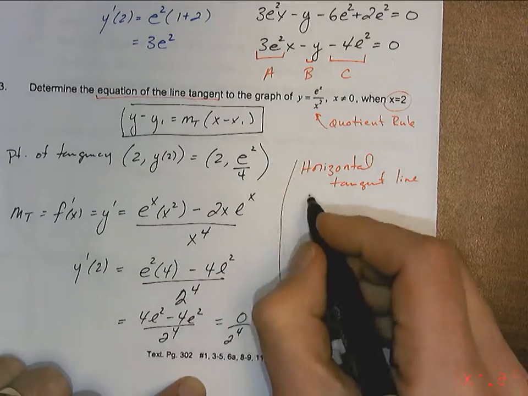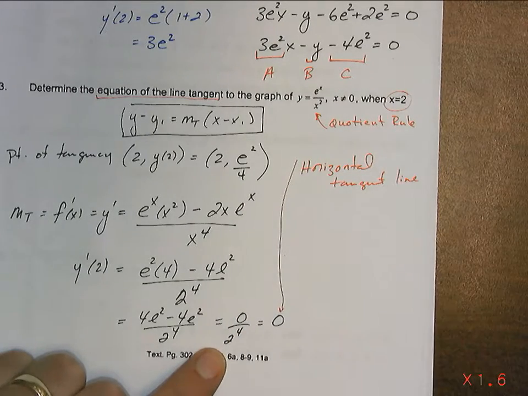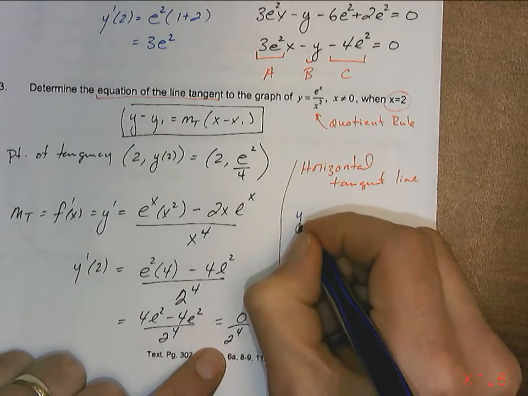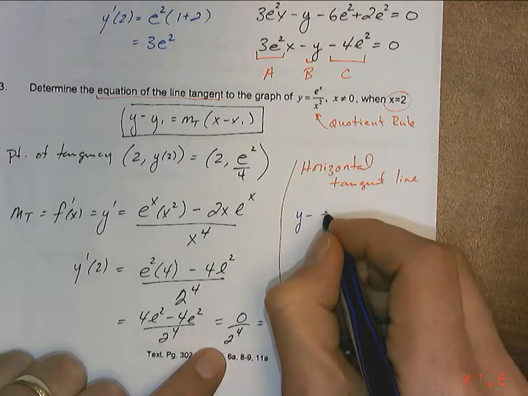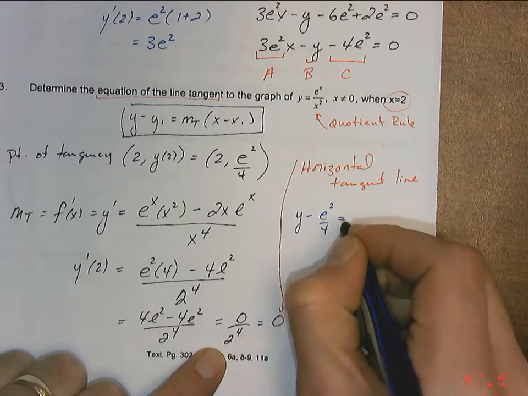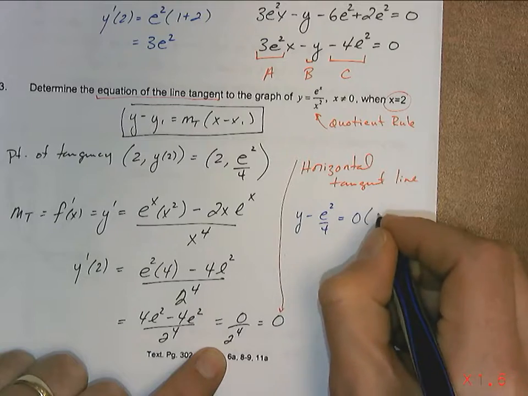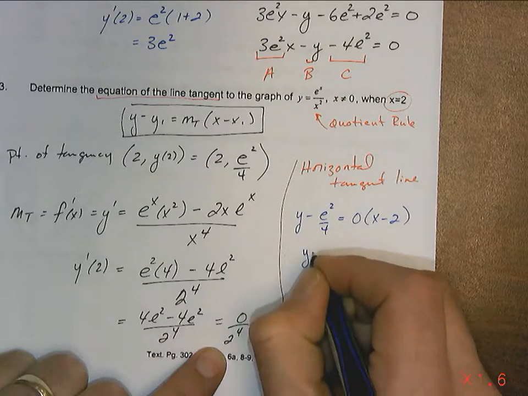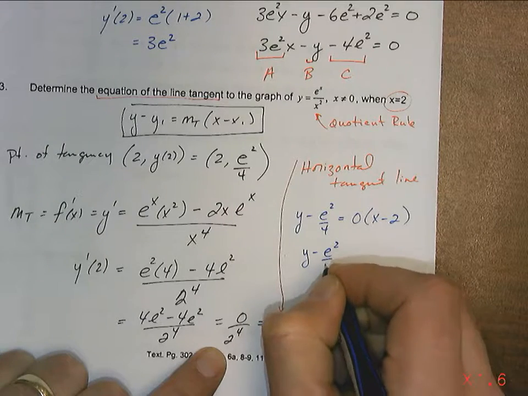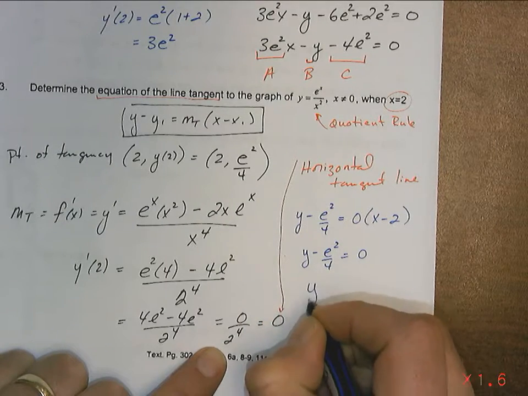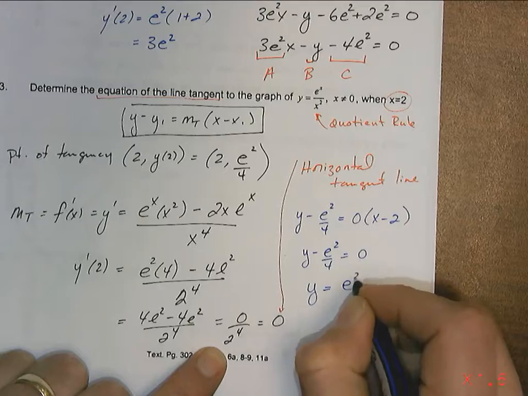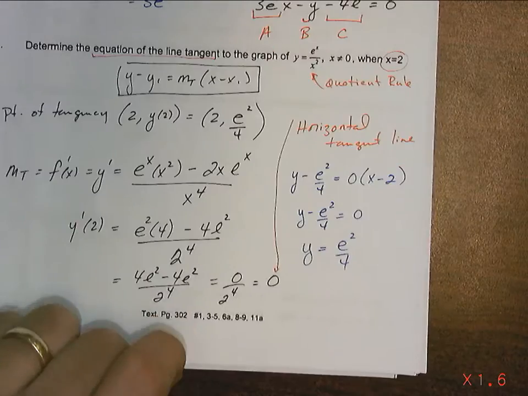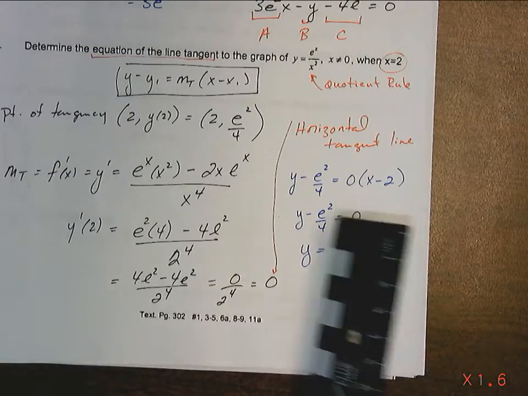And so now we're going to plug into our values. So it's going to be y minus e squared over 4 equals slope of the tangent 0, x minus 2. So that's going to be y subtract e squared over 4 equals 0. And it's going to be the line y equals e squared over 4. That is a horizontal line.